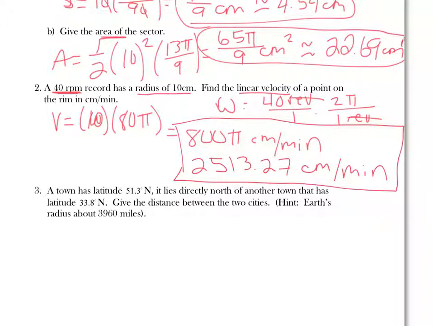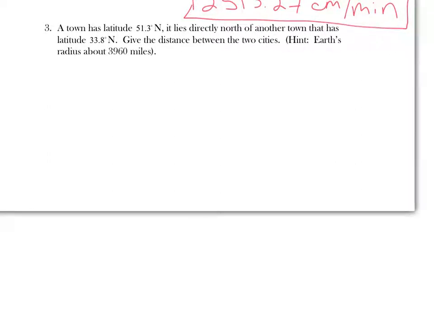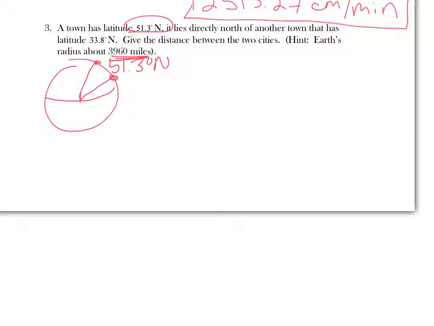All right, the next one, these word problems for these towns, right? Now remember, I'm always going to give you this, but the radius of the Earth is 3,960 miles. That's what your book told us. So there's a town, and it lies at 51.3 degrees north. There's another town that's at 33.8 degrees north. They want me to give the distance between the two cities.